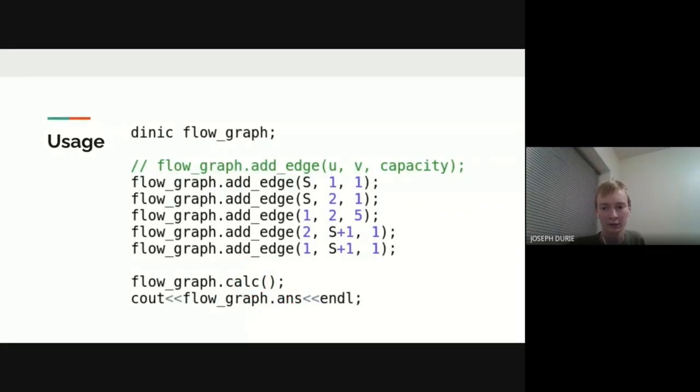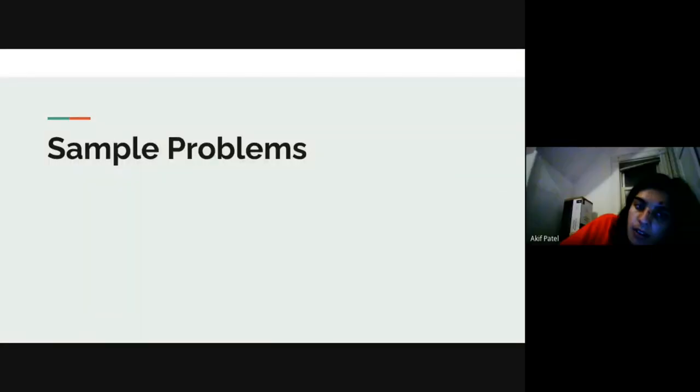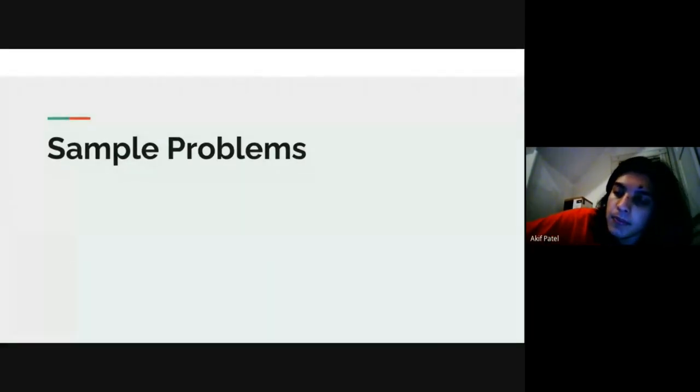So if you were actually solving a problem with max flow, this is basically all the code you would need to write. You just copy the template, and then all you need to do is figure out which edges you want to add. Once you have that, you can just run calc, and it'll work pretty much. The template was a lot of code and could look kind of intimidating, but you don't really need to care about it. Okay, so I guess we'll go into problems now. Any questions at all, anything about what I've done so far?